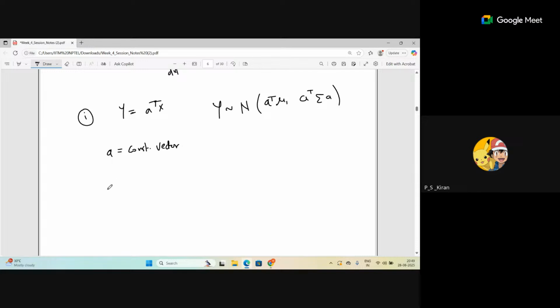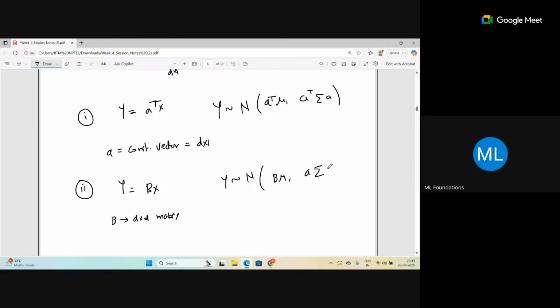And we have seen another thing. If y is another random variable, y equals B x, where B is a constant d cross d matrix and x has dimensions d cross 1, in that case what is the distribution of y? Y will be normally distributed with mean B mu, and covariance B sigma B transpose.